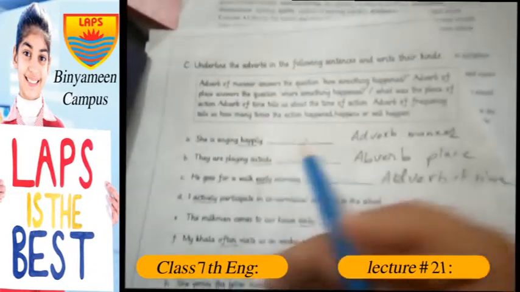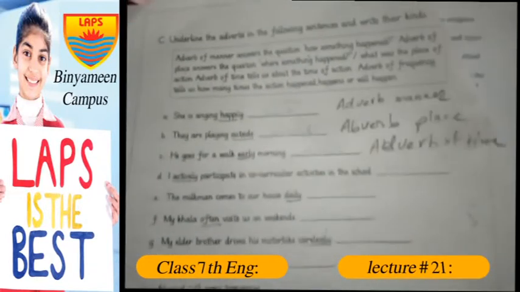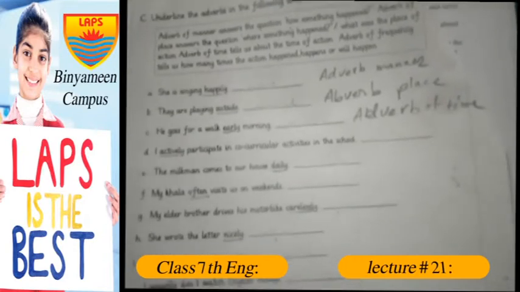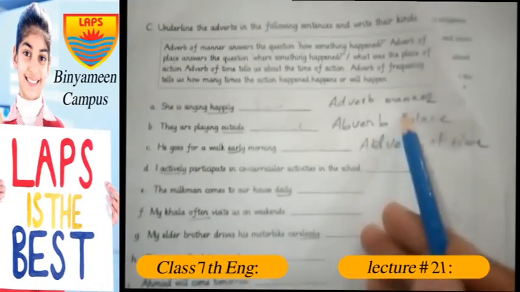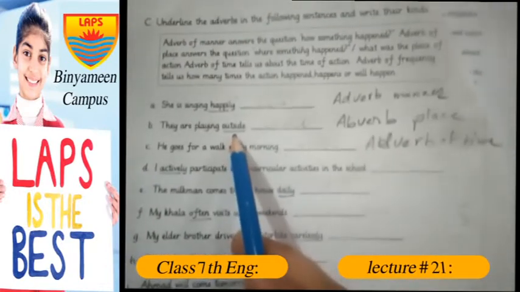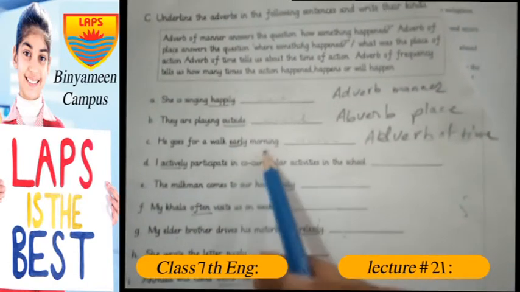Happily tells us how the action is actually done, and when some word actually tells us how something is done, then we say it is the adverb of manner. And the very next says outside is an adverb of place, and early is an adverb of time.